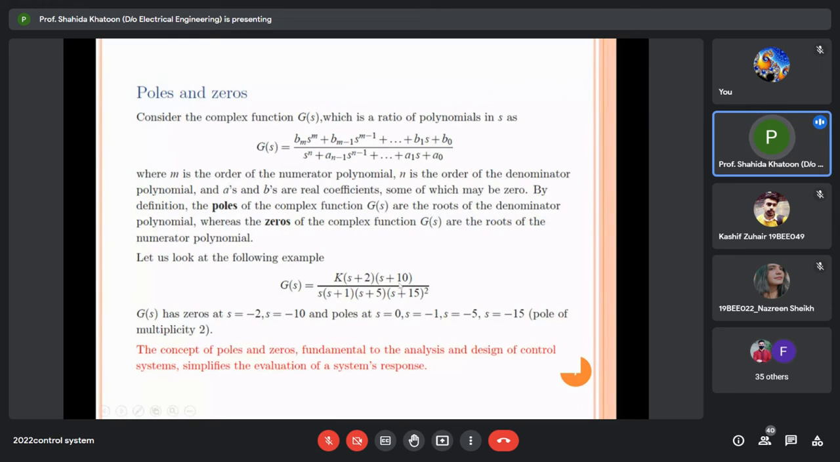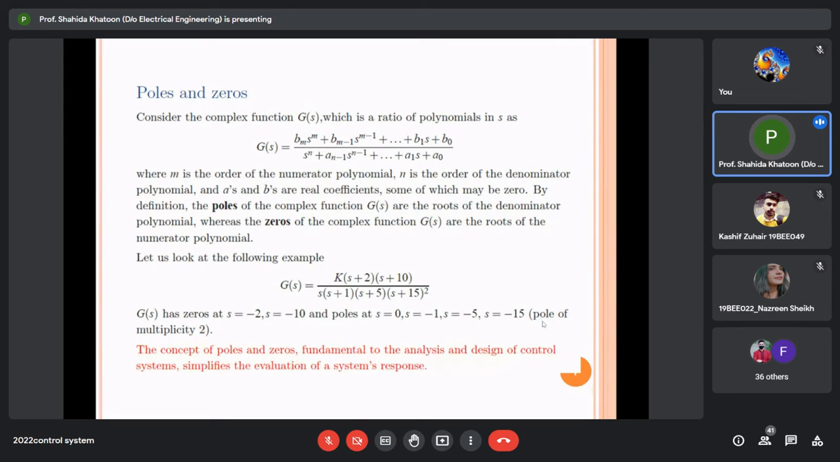So if we take the example of g(s) equal to this function, K into s plus 2 into s plus 10 upon s into s plus 1, s plus 5, s plus 15 squared, then we can find the poles and zeros of this function like this. If you substitute s plus 2 equal to 0, then we have a zero at s equal to minus 2 and at s equal to minus 10. Similarly, substitute each term of the denominator polynomial equal to 0. So you get the first pole at s equal to 0, the second pole at s equal to minus 1, the third pole at s equal to minus 5, then another pole at s equal to minus 15. And because it is a squared term, we call it a pole of multiplicity 2. Right? We can have multiplicity of 3, 4 or 5. So these are called poles having multiplicity more than 1.